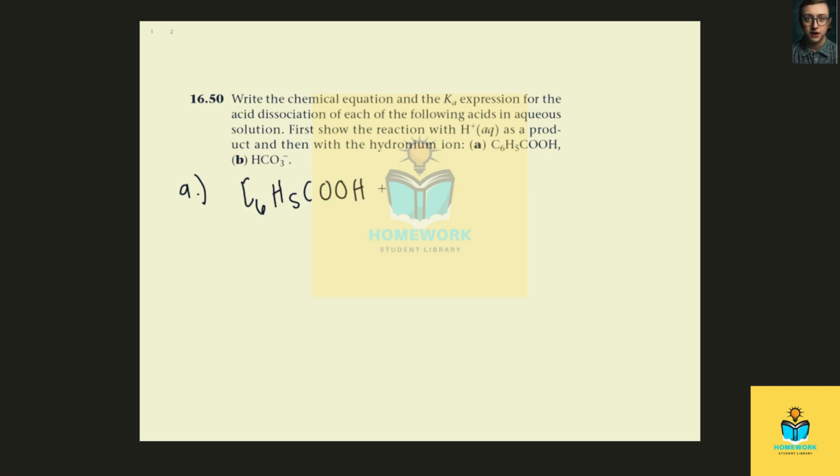C6H5COOH, and that is going to dissociate into C6H5COO minus and then H plus. And so we also need to make sure we write our states on here. So they are all aqueous states. So now since we have our expression for our chemical equation, now we can write our Ka expression.